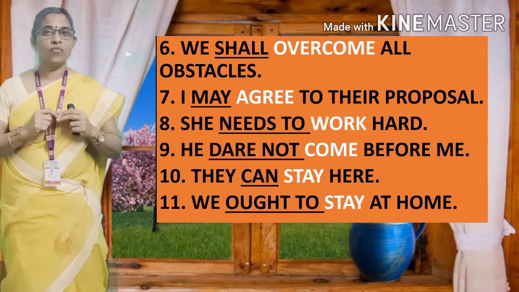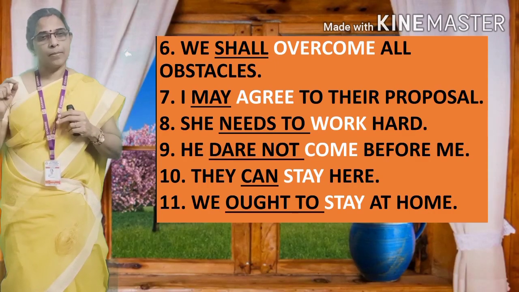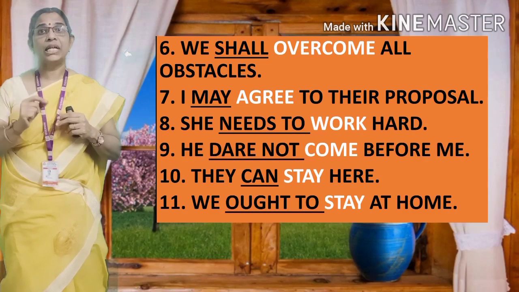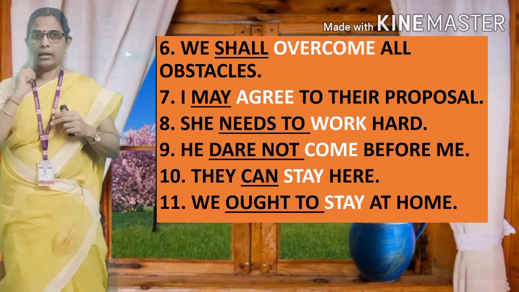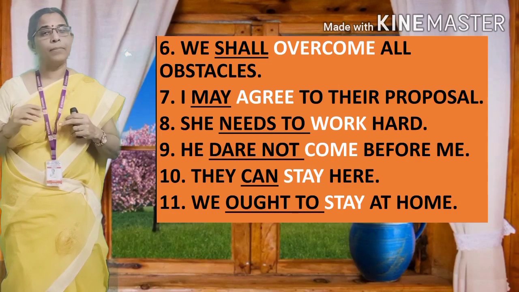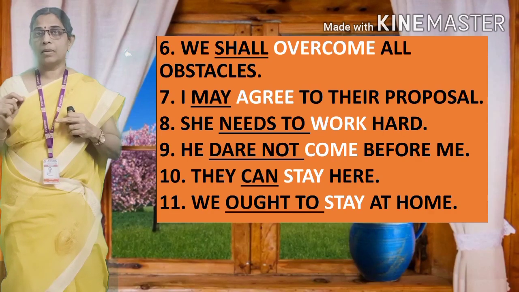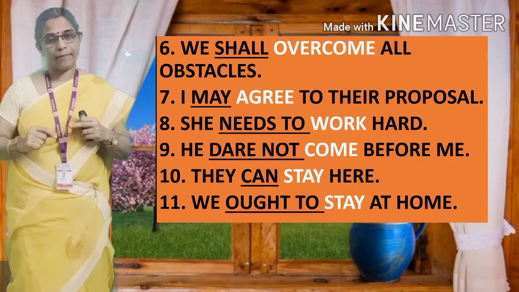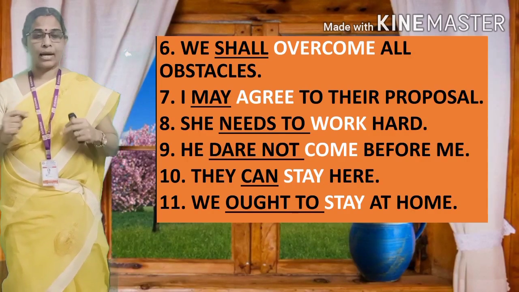She needs to work hard. Work is the main form of the verb. Circle it. Before that you have the words needs to, so you have to underline it. He dare not come before me. Come is the main form of the verb. Prior to it you have dare not, so you have to underline the words dare not.